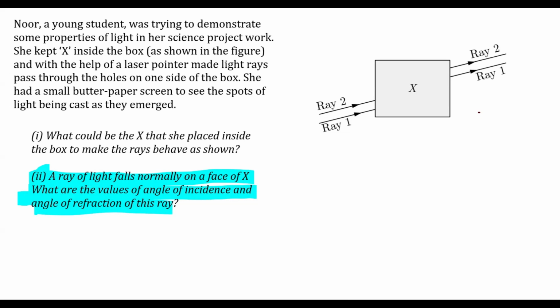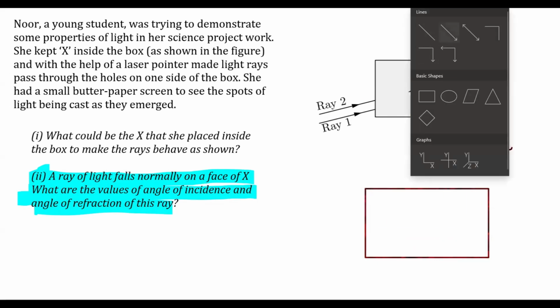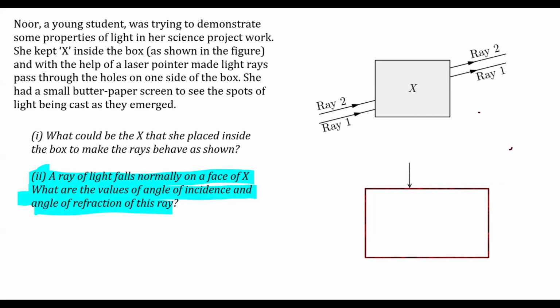Let's say if I make a glass slab over here, and if a ray is falling on this along the normal, it is very clear to understand. This is along the normal, goes undeviated. No deviation takes place. So here we say that the angle of incidence as well as angle of refraction is 0.